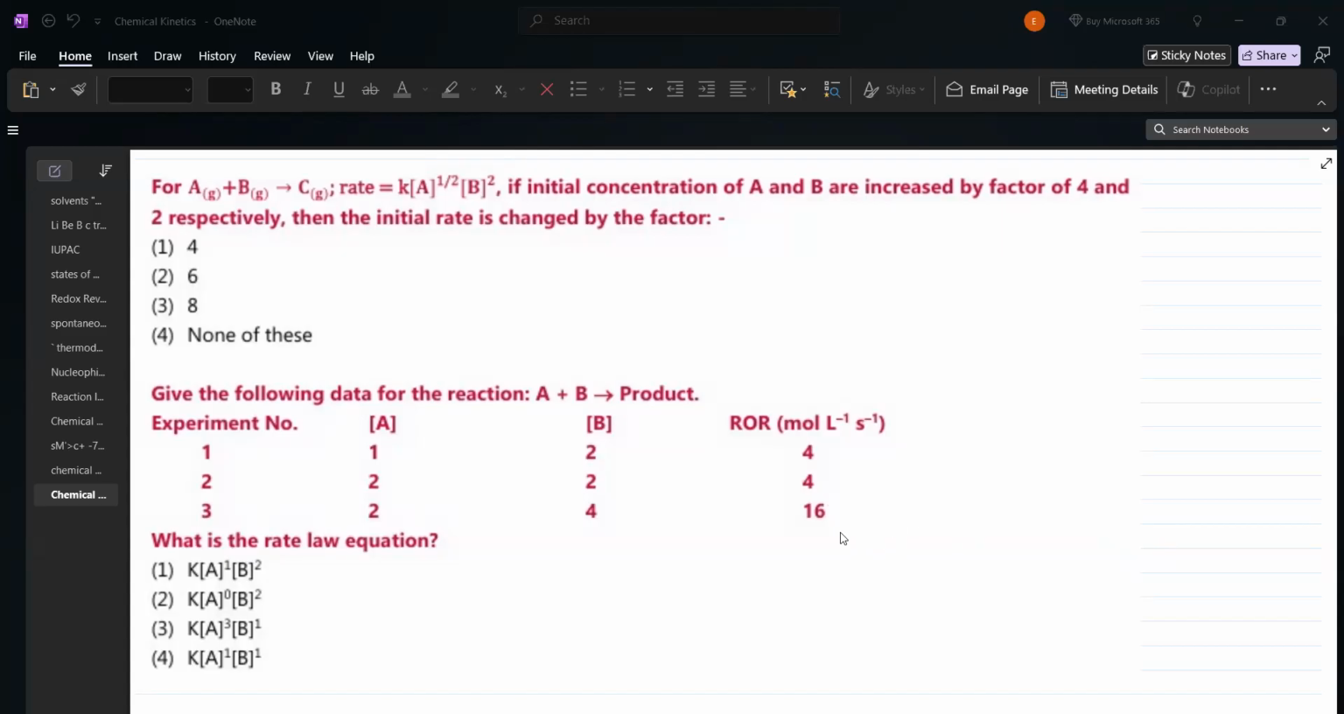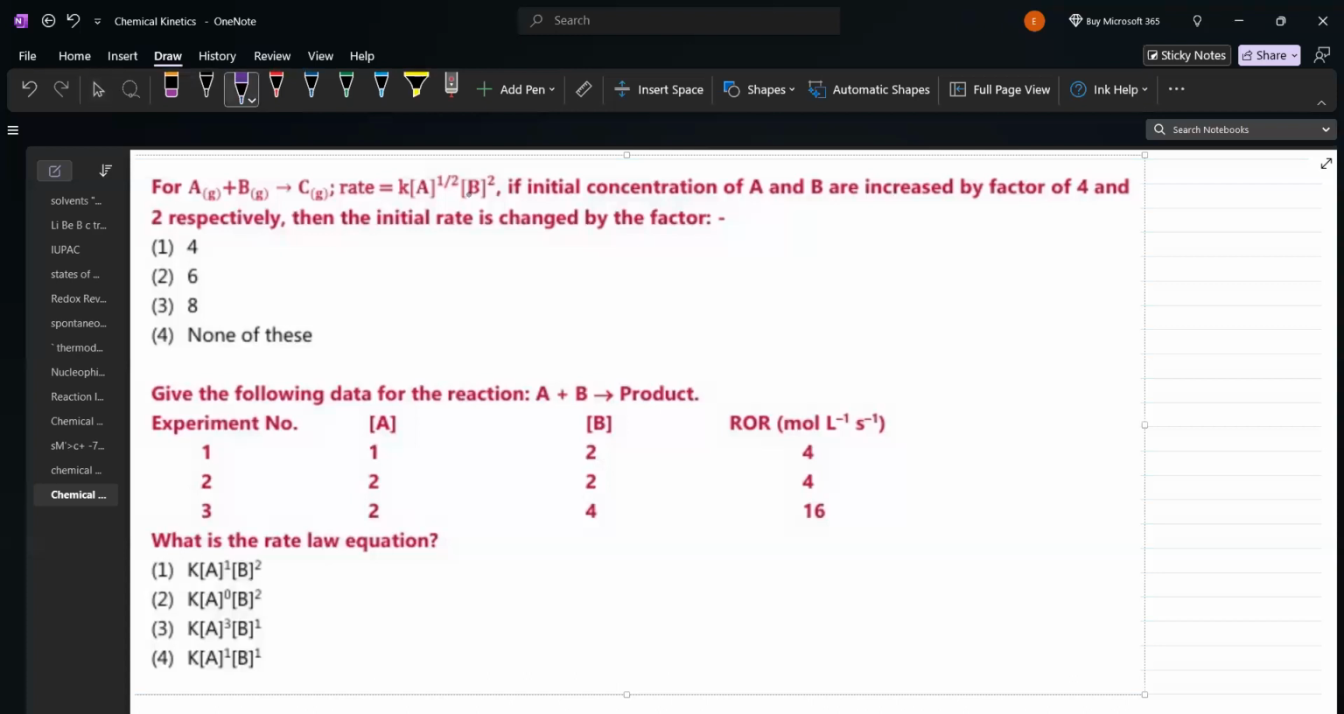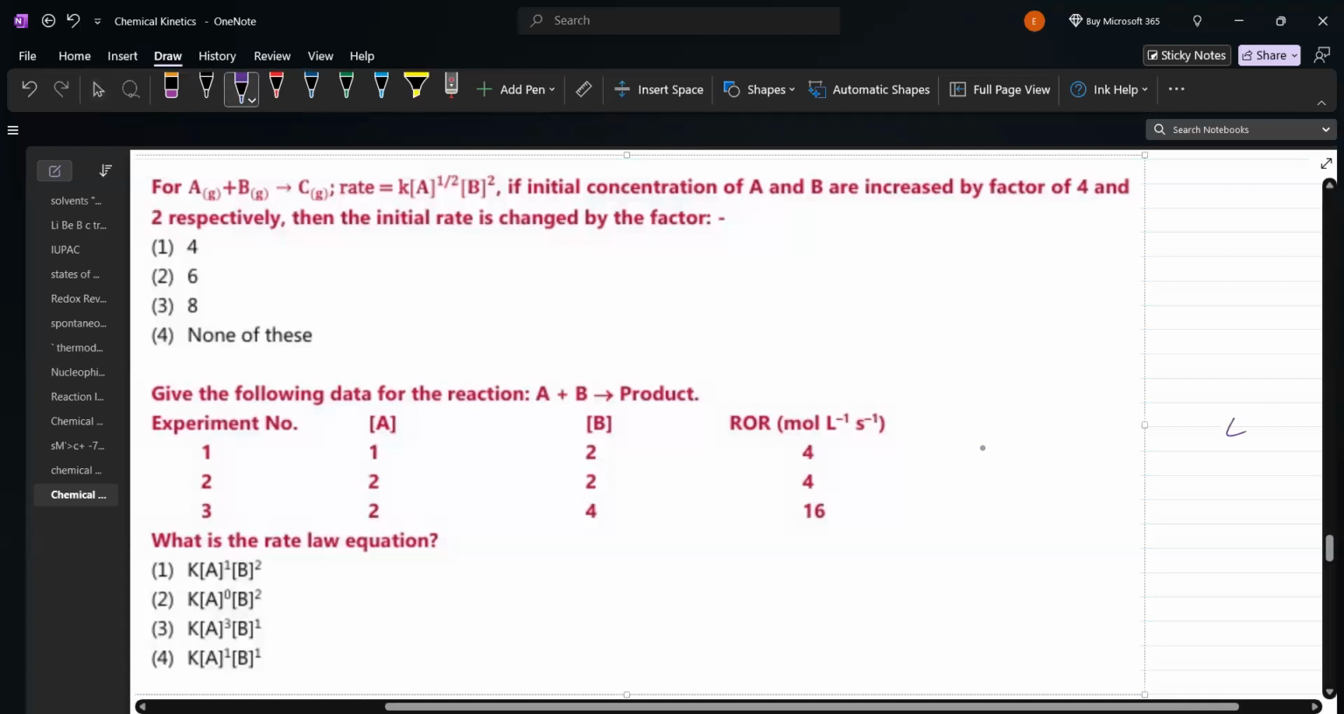Rishita, please note down that we don't have to take so much time to solve this question. See, when we look at experiments 2 and 3, we are not changing the concentration of A, but we are changing the concentration of B only. Since B is doubling, the rate of reaction is becoming 4 times. So obviously, according to B, the order is 2.